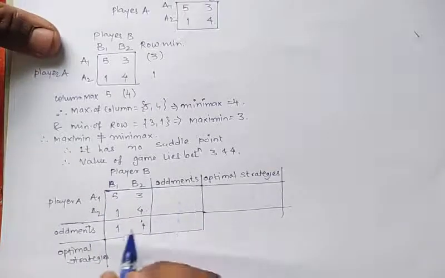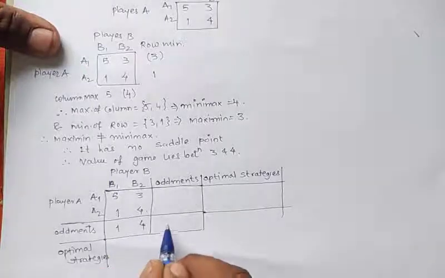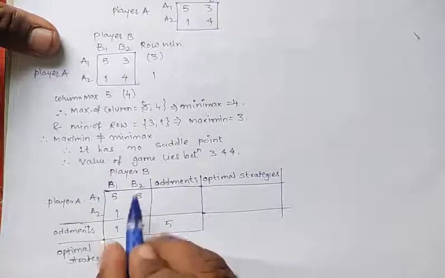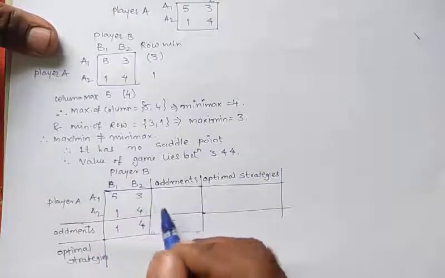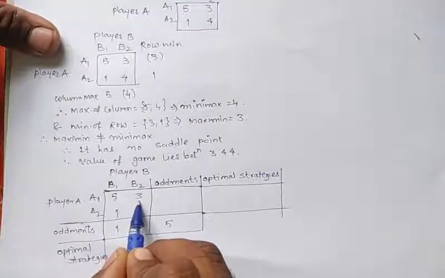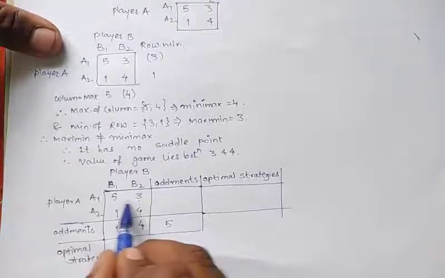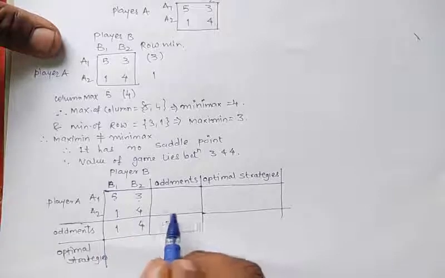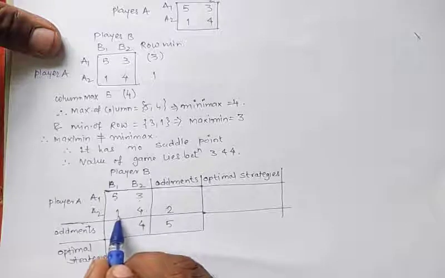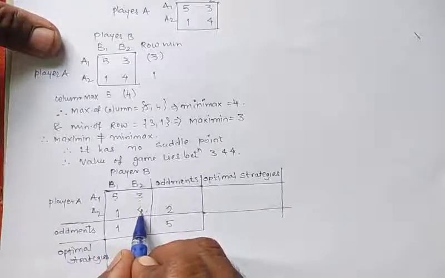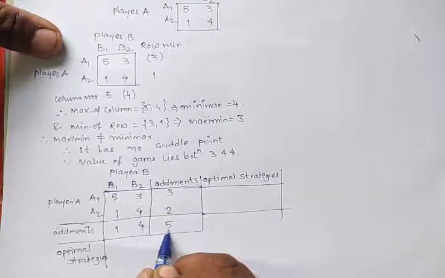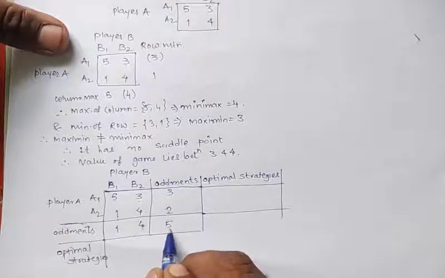Next, the addition of these two values is 4 plus 1, which is 5. So first we took the difference of columns, now we will take the difference of rows. 5 minus 3 is 2, so avoiding the sign we write this difference next to the second row, which is 2. The difference of these two, 1 minus 4, is minus 3, and avoiding the sign we get 3. So 3 plus 2 is again equal to 5. This is the addition of oddments.